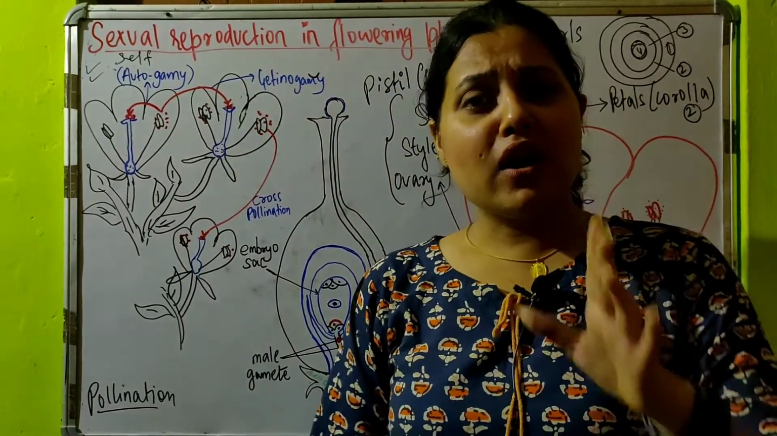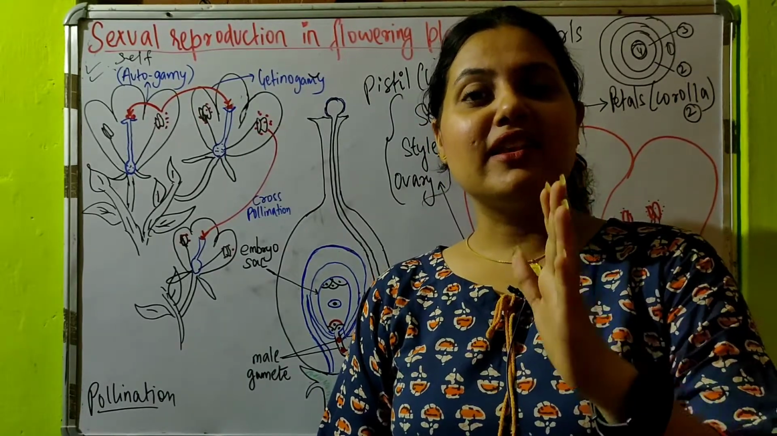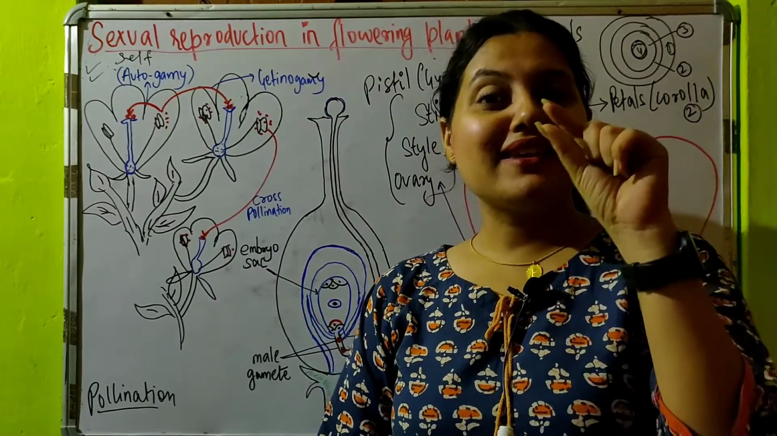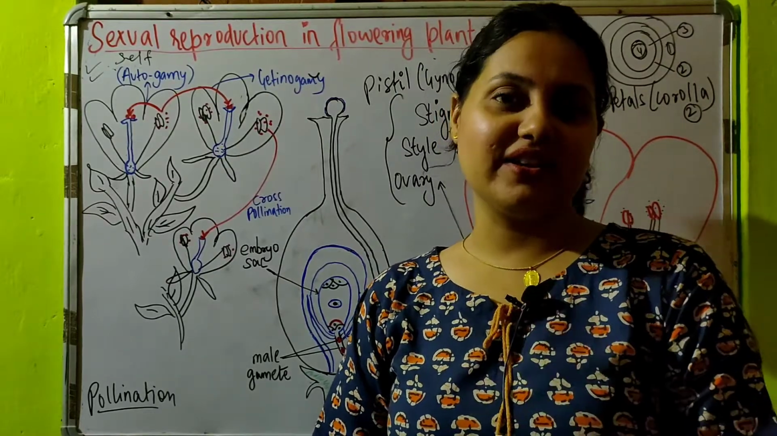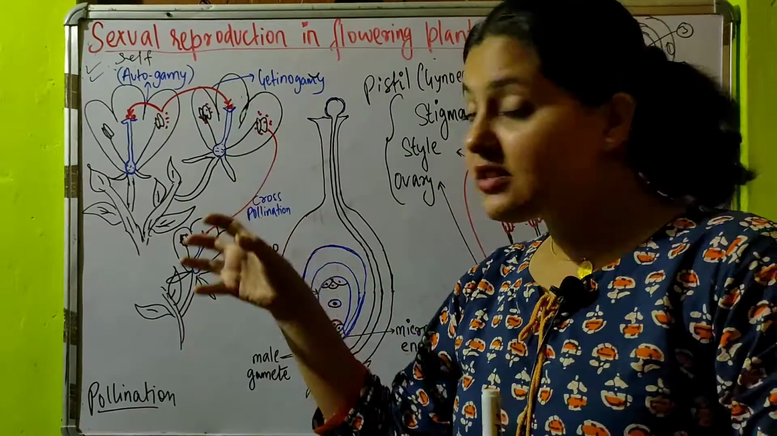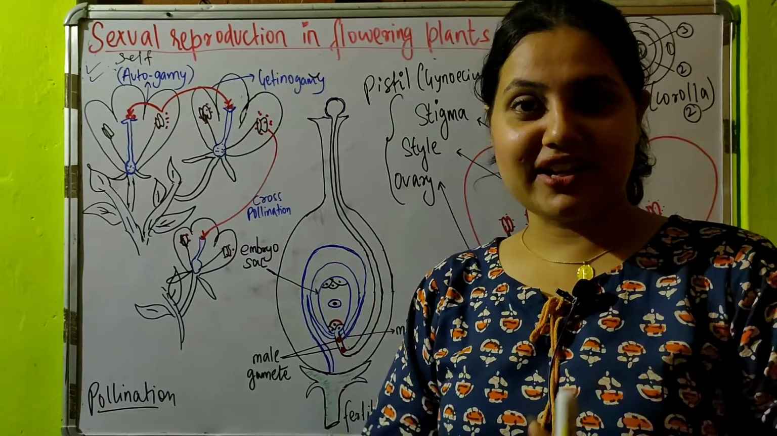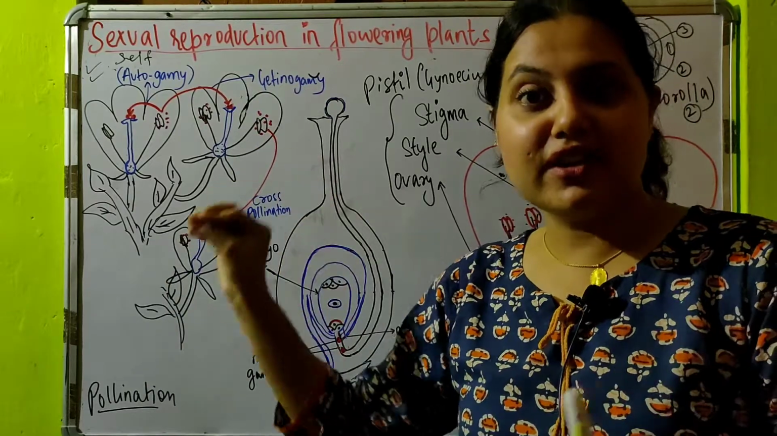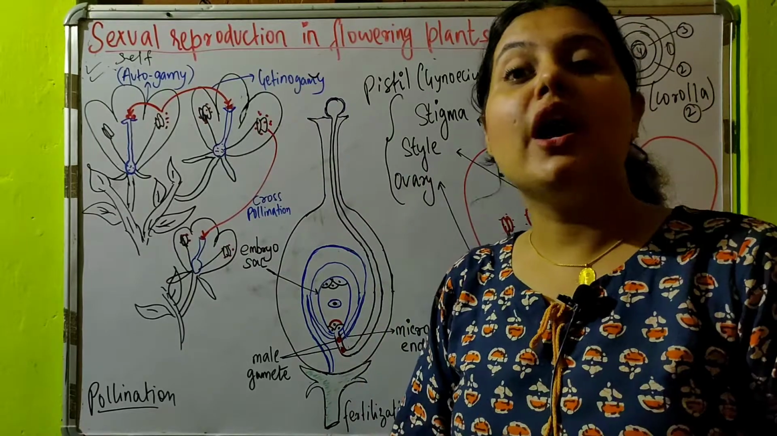Now one question I want to ask you is, why does pollen grain stick on the stigma? Because the stigma is sticky, so that the pollen grain can easily stick on it. Another question I am asking you: how does the pollen grain come to the stigma? The honeybee that sits on the flower, the wind, all those things bring the pollen grain from one flower to another flower.